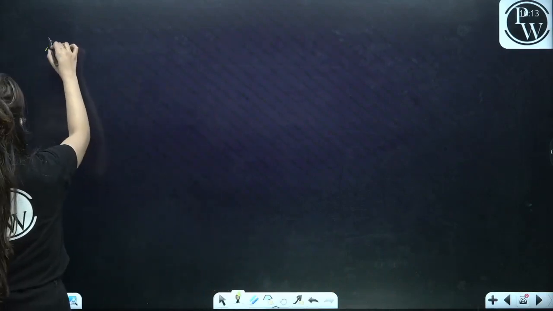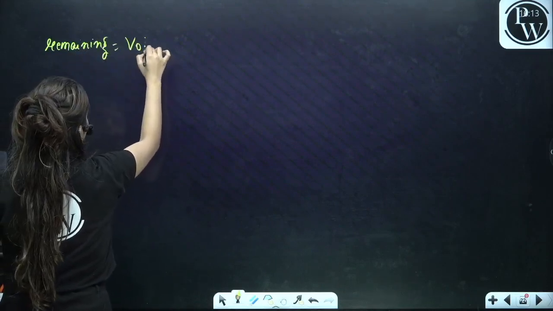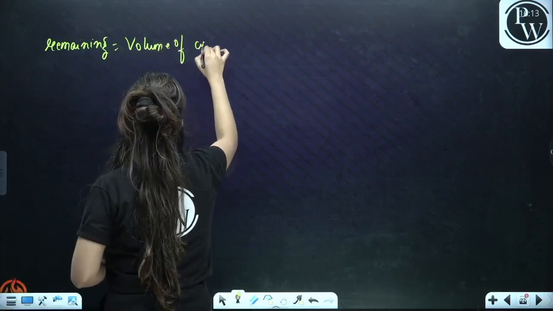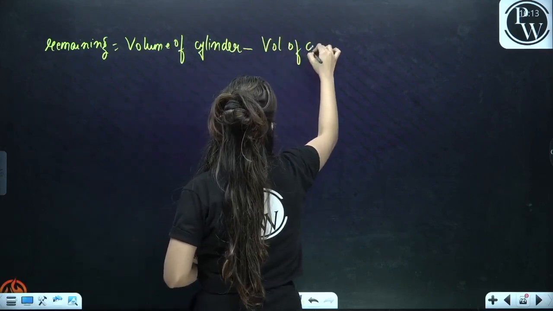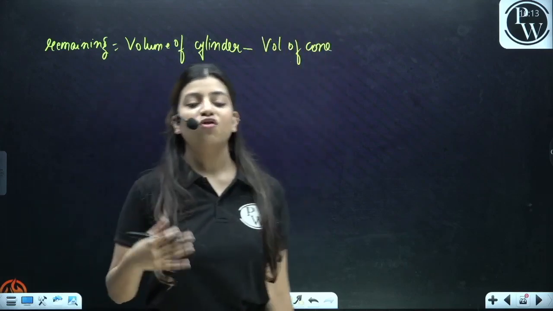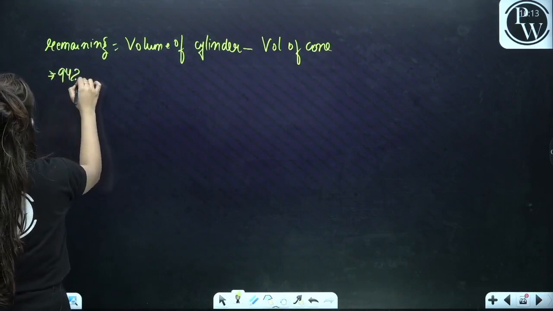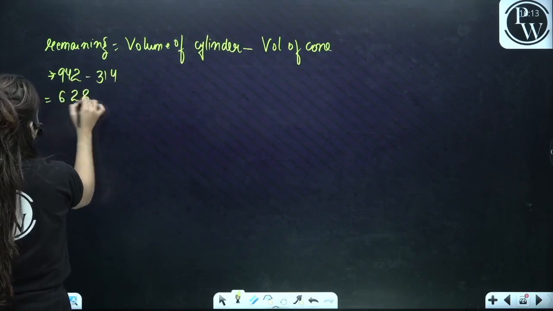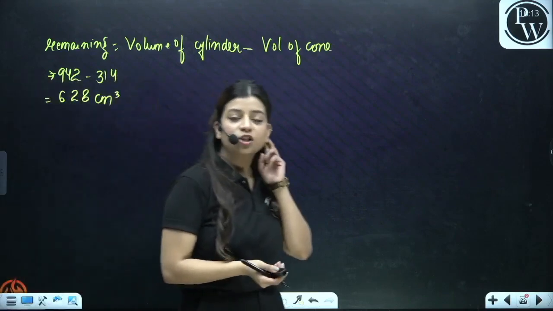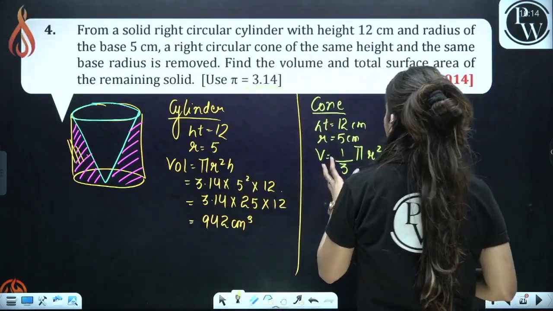Now what we have to do is find out the remaining portion. The remaining portion will be equal to the volume of cylinder subtracted by the volume of cone. The volume of cylinder was our 942 minus 314, which will give us 628 centimeter cube. So 628 centimeter cube will be the volume which will be left after the removal.